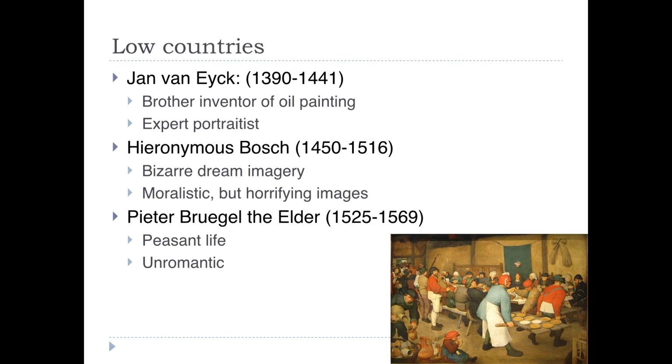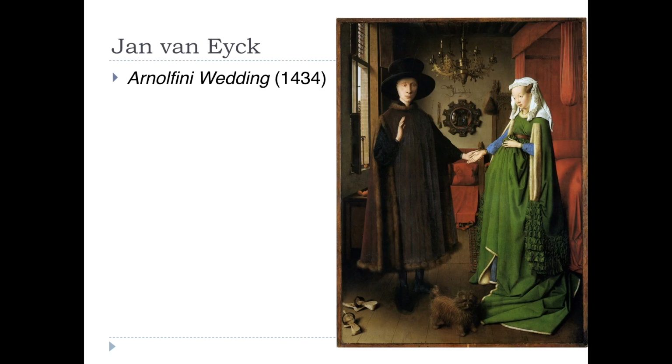So in the Low Countries of the Northern Renaissance, you have Jan van Eyck, the brother inventor of oil painting, an expert portraitist, and then Hieronymus Bosch, who has kind of weird dream imagery and moralistic but sometimes horrifying images. And Pieter Bruegel the Elder, who documented kind of real life, peasant life, unromantic. There's not these idealistic scenes. It's day-to-day stuff.